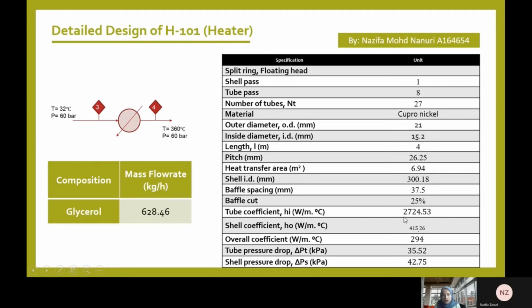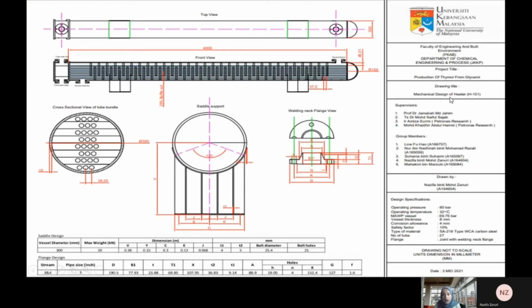Tube coefficient is 2724 watt per meter degree Celsius. For the shell, the coefficient is 415.26 watt per meter degree Celsius. Overall coefficient is 294 watt per meter degree Celsius. Tube pressure drop is 35.52 kilopascal. Shell pressure drop is 42.75 kilopascal. So this is the mechanical drawing of the heater, with the top view, front view, cross-sectional view of the tube bundle, saddle support, webbing, and a flange view with a standard saddle design and flange design.